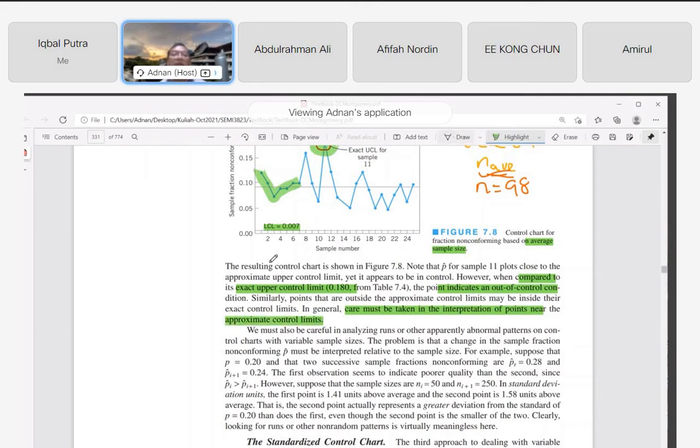So we have to be careful here, not just blindly use it. We need to be careful when there is a borderline case here. So we need to calculate individually.